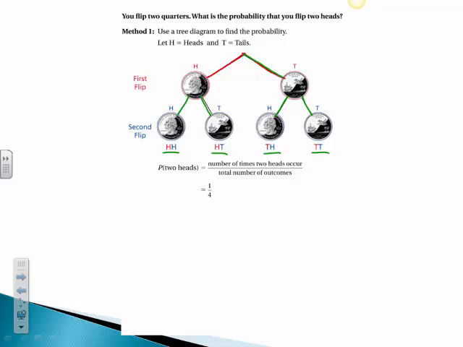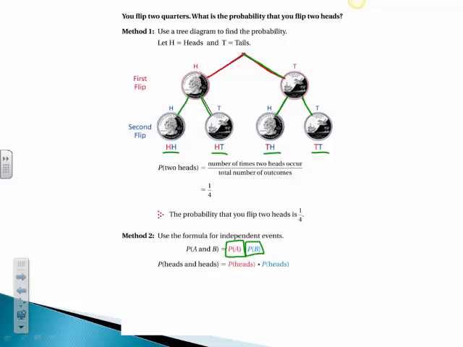Now to do this method, you actually have to draw out the mapping diagram, and that takes time. Let me show you something that's a lot faster. What if we use the formula for independent events? That is, we multiply the probability of the first event and the probability of the second event.